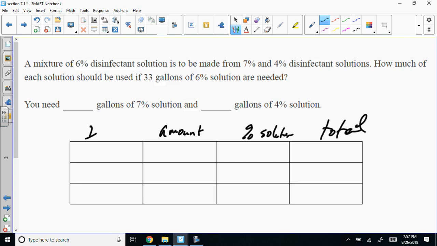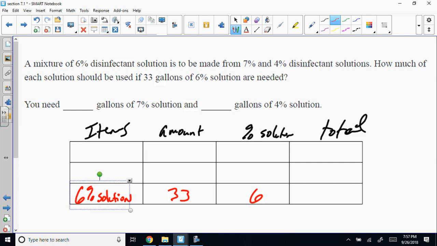And then items, correct? So we have a mixture of 6% disinfectant solution that needs to be made from a 7% and a 4% disinfectant. How much of each solution should be used if 33 gallons of a 6% solution are needed? Okay, so we're trying to make a 6% solution, right? And we're trying to make how much of it? 33 gallons, right? And we know that this solution is 6%, right? Y'all agree? Any questions about that thus far?